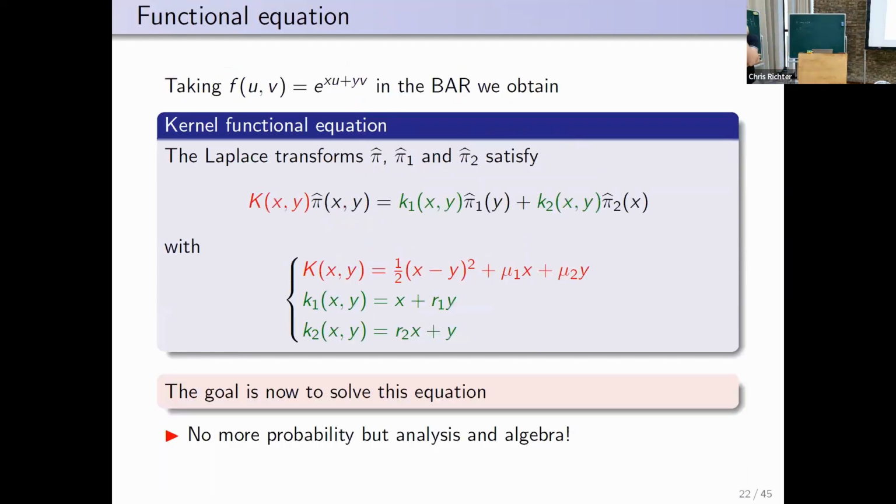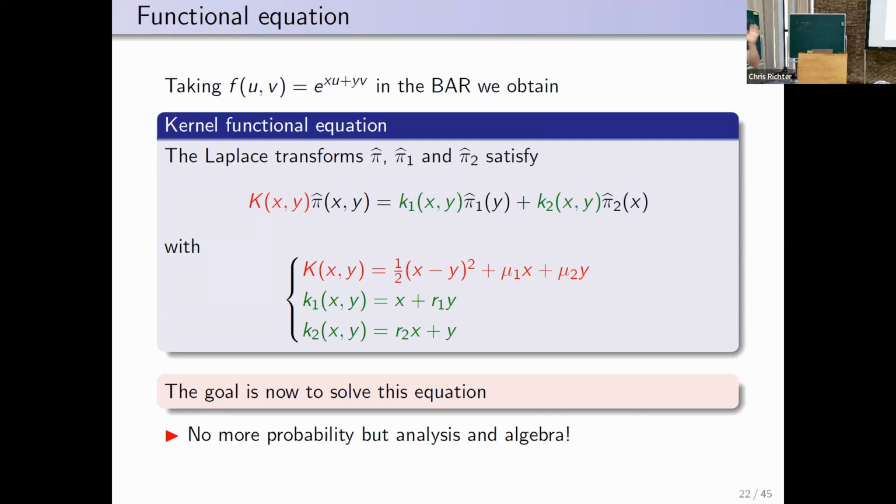And now, if you take an exponential function for the test function, which is not exactly allowed but you can do it, you get the functional equation that I mentioned before, which is like this. You have a kernel here, and here you have what happens on the boundary, some polynomials of degree 1 in two variables. I emphasize that the degeneracy comes from (x minus y) squared. This is the degeneracy. It comes from here. So the goal now is to solve this equation.